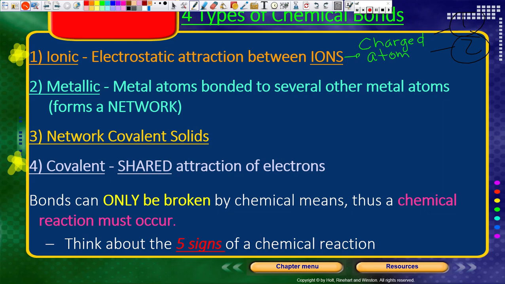Number 2, metallic bonds. Metal atoms bonded to several other what? That's metallic, right? Forms a network. There's 2 words I want you to write now. One of them is called pure. Can someone give me an example of a pure metallic bond? Some of you may be wearing it right now. Iron. What kind of jewelry? Stainless steel. Iron. Steel. What kind of gold? 14 karat gold.